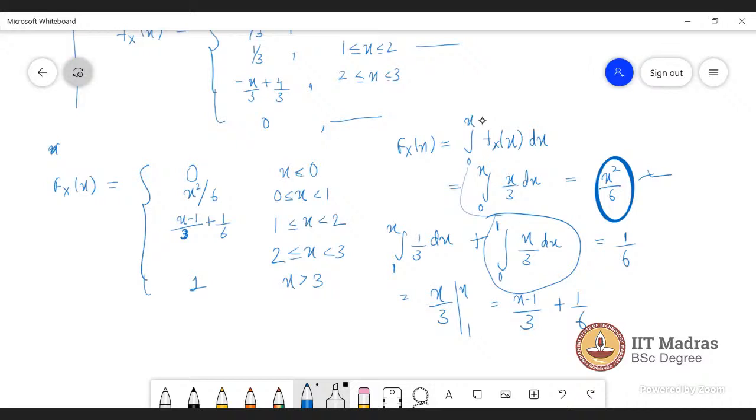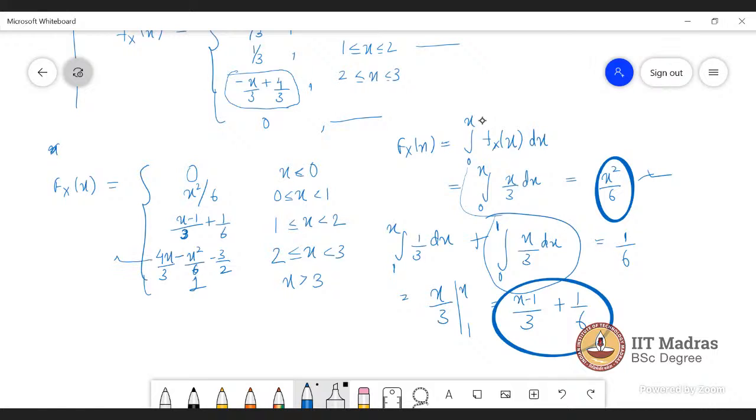Yes. So you will integrate this f(x) over the limit 2 to x, and then you will have to add these two probabilities. So add these probabilities here. That will be your F(x) for x lying between 2 to 3. If you solve this, you will get 4x by 3 minus x square by 6 minus 3 by 2. So you can try to solve this part.